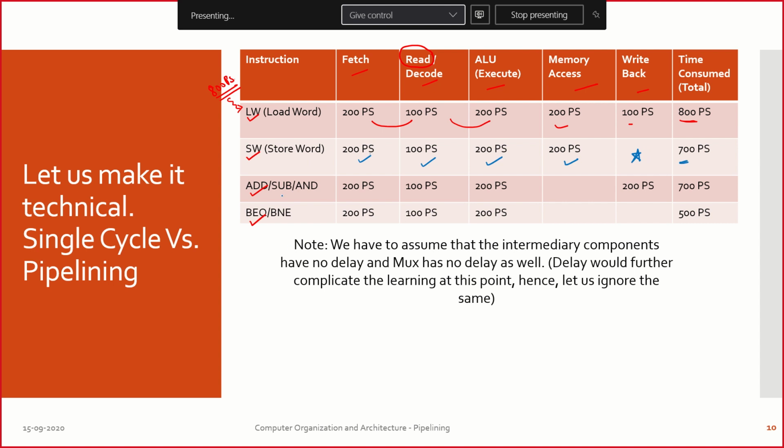Similarly, for AND, if you see 200, 100, 200, no memory access required for AND, and I go with write back for sure, so I need 700. Similarly, BEQ I have calculated 500 picoseconds.